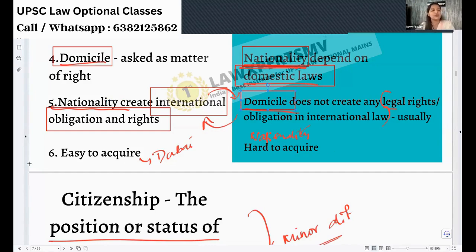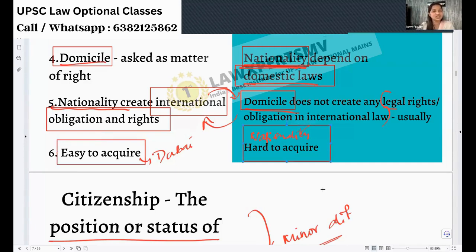Okay, next, domicile is easy to acquire. You get all the ads, right? Invest in Dubai. Habibi, come to Dubai. Invest so much, you can have the domicile here. And they will even give a gold card or something. They are ready to give even the citizenship. I'm just telling, acquiring domicile is comparatively very easy compared to acquiring citizenship or nationality. So nationality is very hard to acquire.